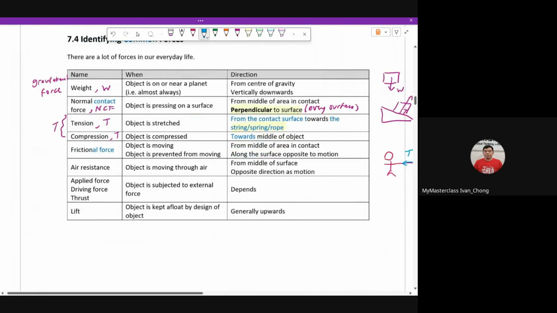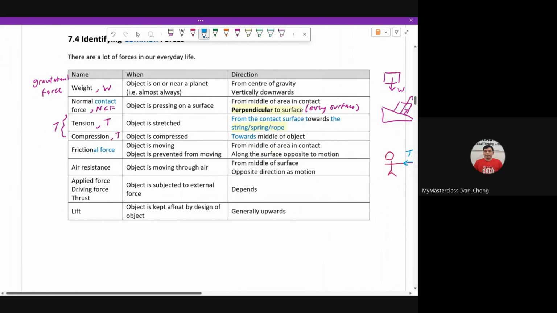Then for your frictional force and your air resistance itself, frictional force, we denote it with a small letter f. And for your air resistance, we denote it with a big R for resistance. Okay? And for your applied force and all of this, including your lift, they are also considered to just be F. So F will just be for the rest of it, which is not weight, normal contact force, tension, frictional force, air resistance. The rest will just be labeled as F. Okay, so do take note, this one can be from engines of cars, vehicles, etc.